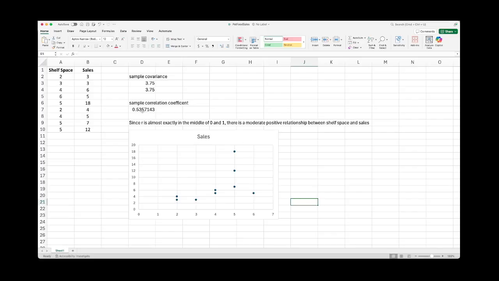And if we had gotten a negative correlation coefficient, that would have told us that as x gets bigger, y gets smaller. And so that would have been a negative correlation. Here we had something positive, but it wasn't particularly close to 1, so it indicated a moderate relationship.